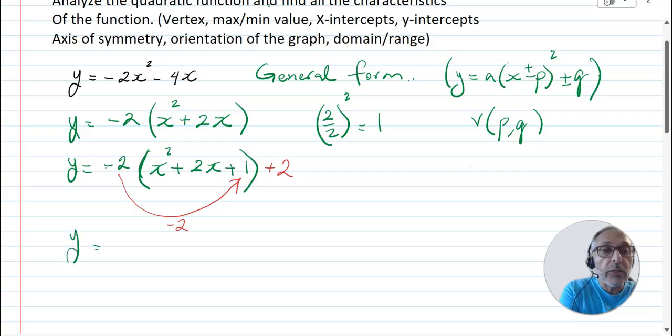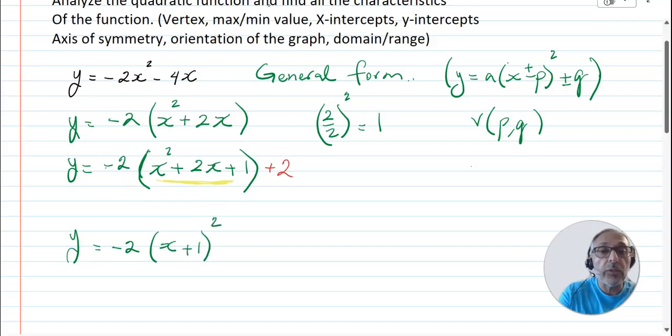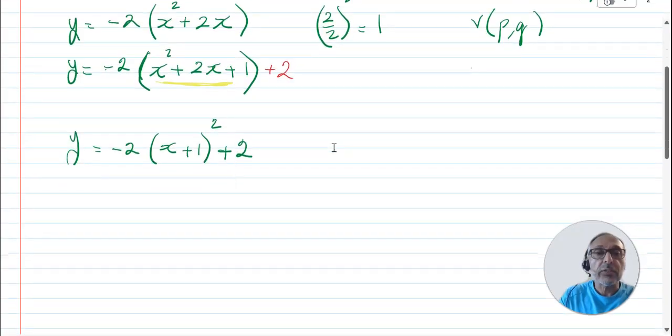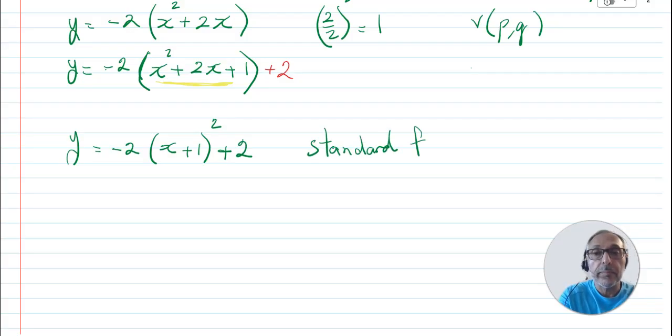We have y equals -2, close the bracket. Now, this trinomial right there is a perfect square trinomial. So that trinomial is actually (x plus 1) all squared. When you factor that, that's what you're going to get. Okay, and then plus 2. Excellent. So now you notice that we have this vertex form. And what is the vertex? So this is the standard form or vertex form. Okay, what is the vertex?